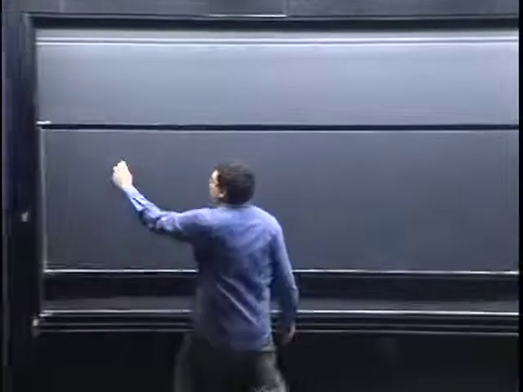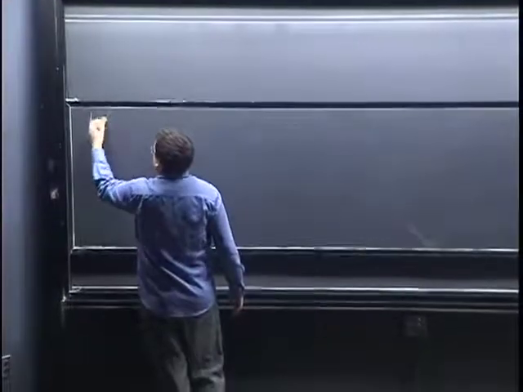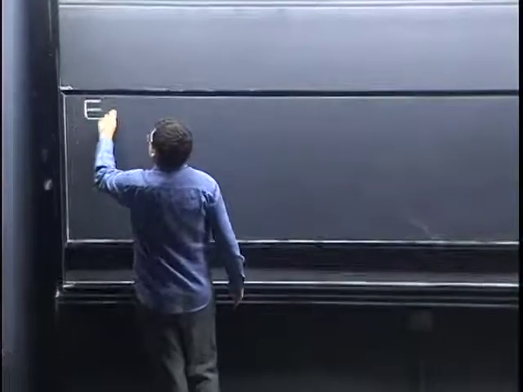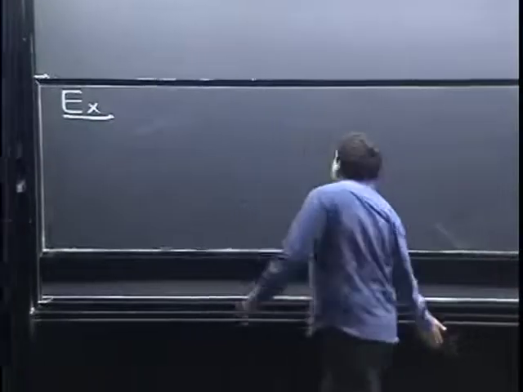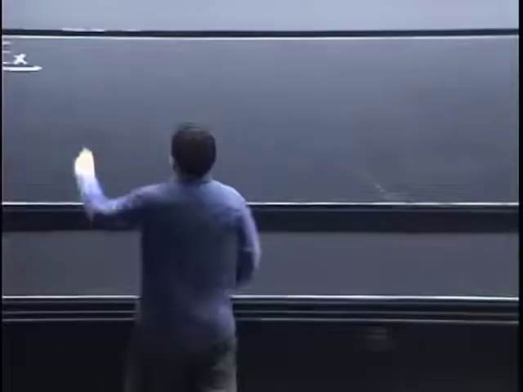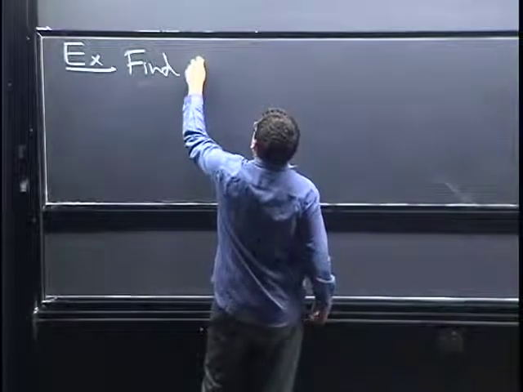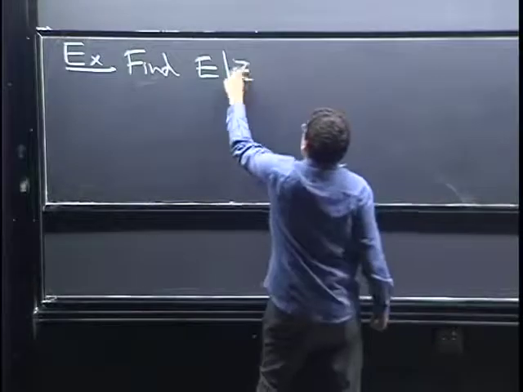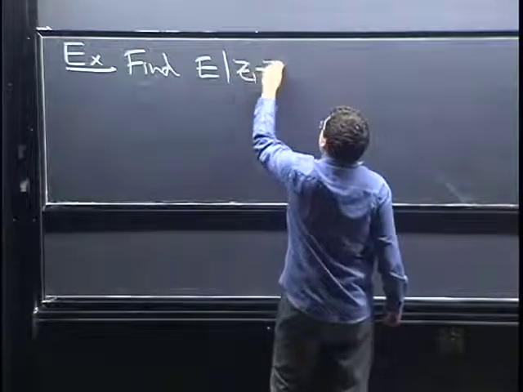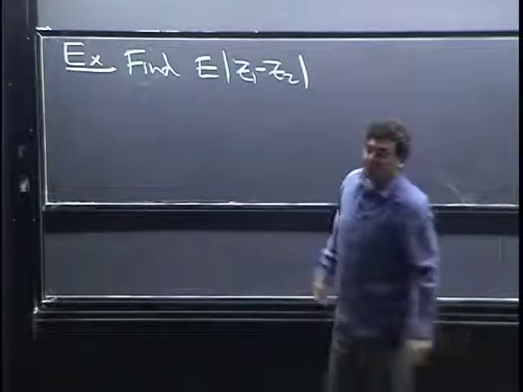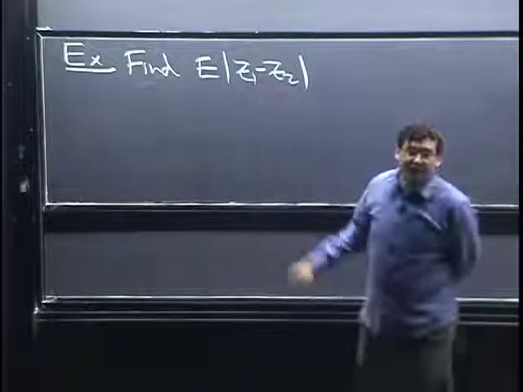Last time we did expected absolute difference. This is just an example, but I think it's a nice example. Expected absolute difference between two uniforms, and what if we want to do the same thing with normals? So we want to find the expected value of, let's call them Z1 and Z2. We did this with the uniform last time. Now assume these are IID standard normal.